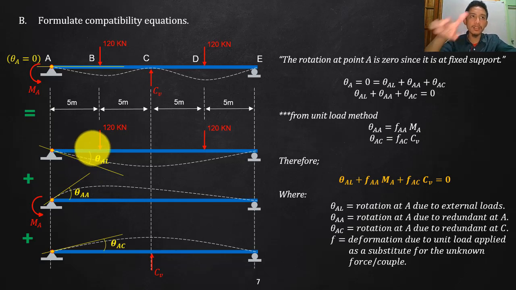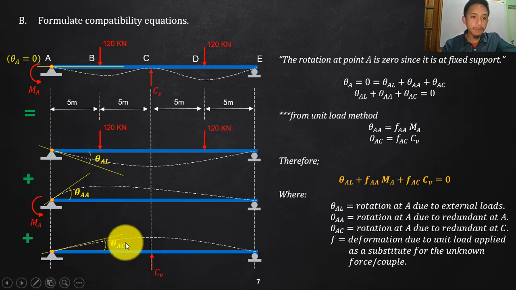Okay, and then in rotation, clockwise is positive, counterclockwise is negative. But if you try to assume the other way, why not? No problem with that, as long as you stick to one assumption. So you will expect here a rotation which is negative due to the external loading, since from the tangent at that point going to the original beam, that is counterclockwise.